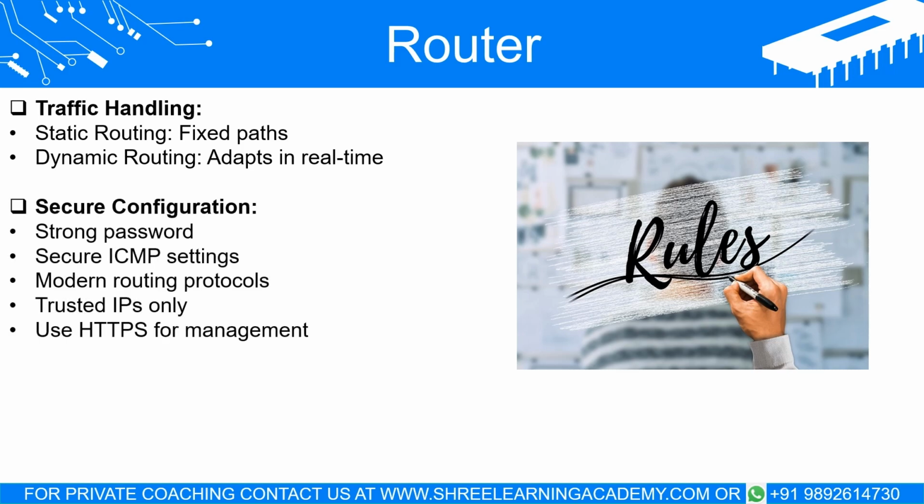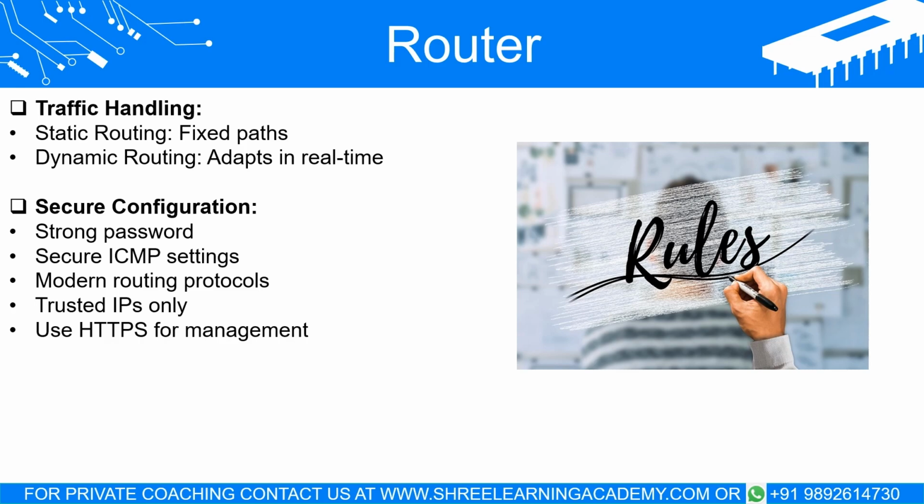Secure router configuration. Security is a big deal, especially when it comes to your network. A well-configured router can offer a strong line of defense against unauthorized access. Some key aspects of secure router configuration include: password. Always change the default password to something strong and unique. ICMP settings. These settings control how your router responds to network queries and can be tweaked for added security. Secure routing protocols. Use modern, secure protocols to ensure data integrity.